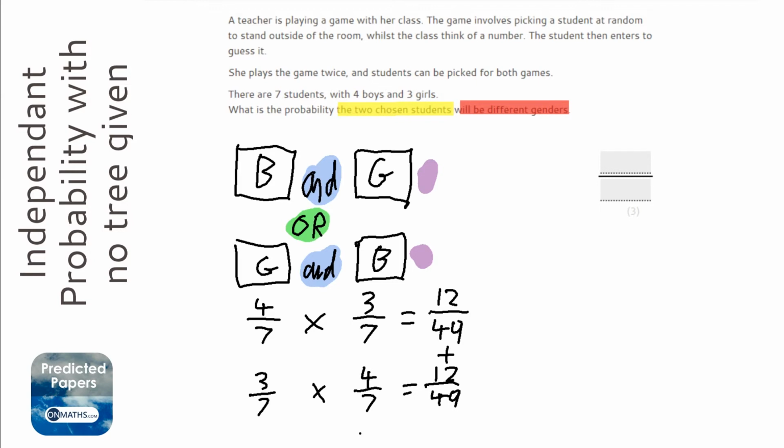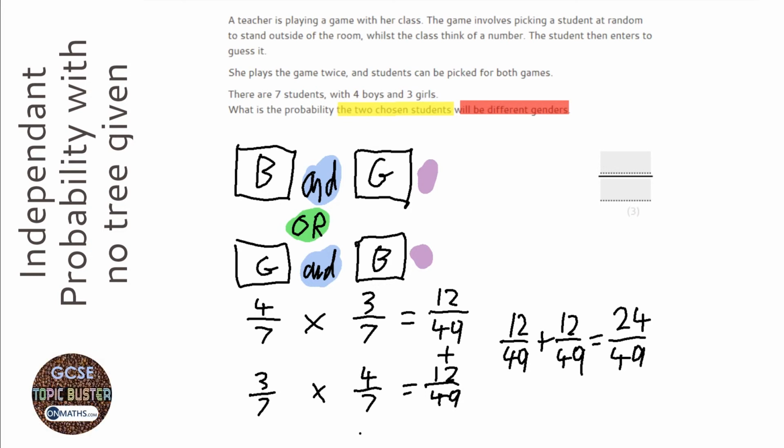So I'm going to rewrite that. I'll do 12 over 49 plus 12 over 49. And the rule for adding fractions is you add the tops, so it's going to be 24 over 49. Now, if possible, we can cancel that down. I don't think there's anything we can cancel that with, because 7 goes into 49, but 7 doesn't go into 24. I don't think there's any other values. So we're going to write that as our answer, 24 over 49.